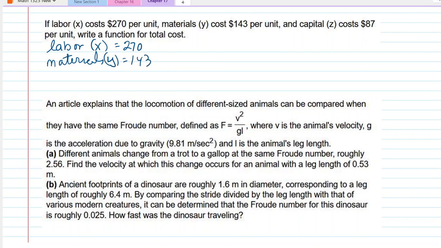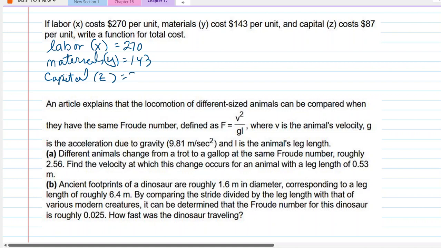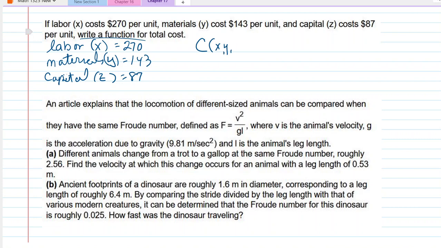And then we have something called capital. Now the capital is the cost for labor, administration, those things. We know it's 87 per unit. So they want us to write a function of total cost. Cost of x, y, z equals 270x plus 143y plus 87z. That's all you do.